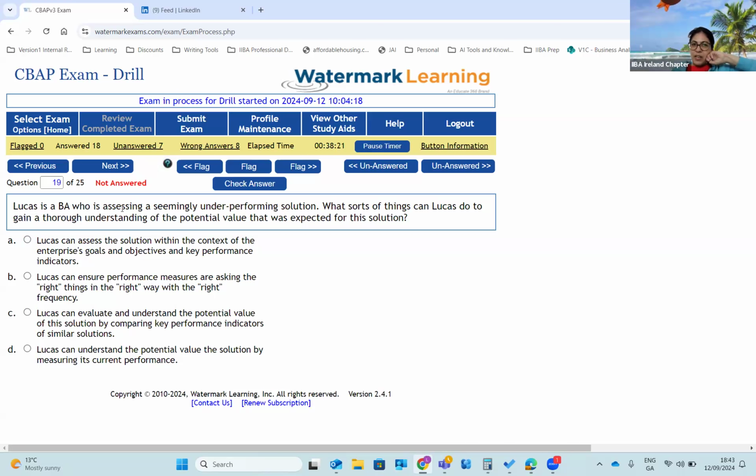Lucas is a BA who is assessing a seemingly underperforming solution. What sorts of things can Lucas do to gain a thorough understanding of the potential value that was expected for this solution? Lucas can assess the solution within the context of the enterprise goals and objectives and key performance indicators. Lucas can ensure performance measures are asking the right things in the right way with the right frequency. Lucas can evaluate and understand the potential value of the solution by comparing key performance indicators of similar solutions. Lucas can understand the potential value of the solution by measuring its current performance.